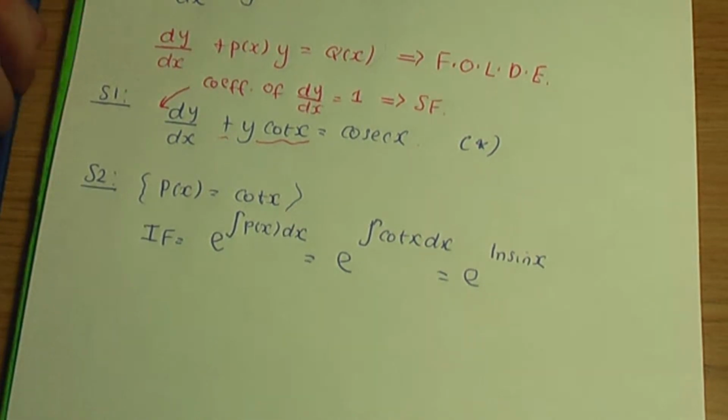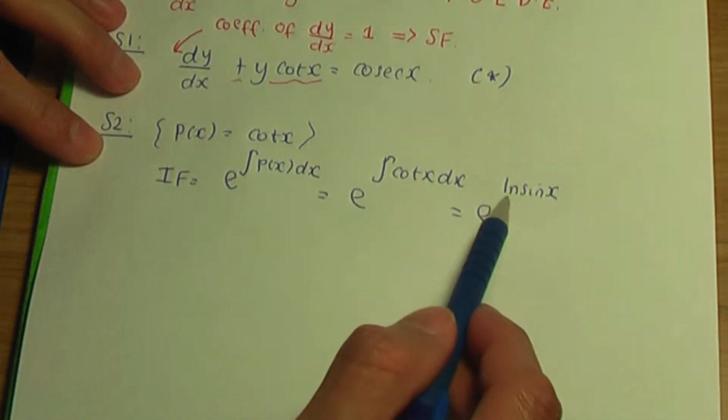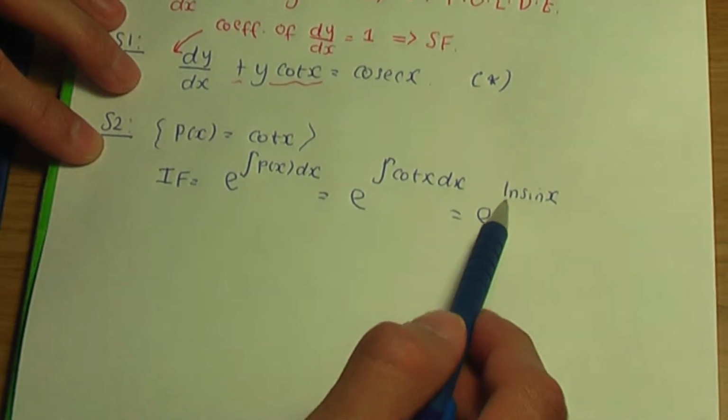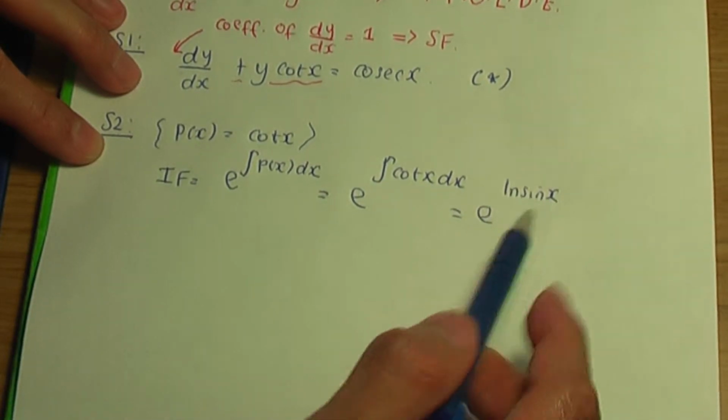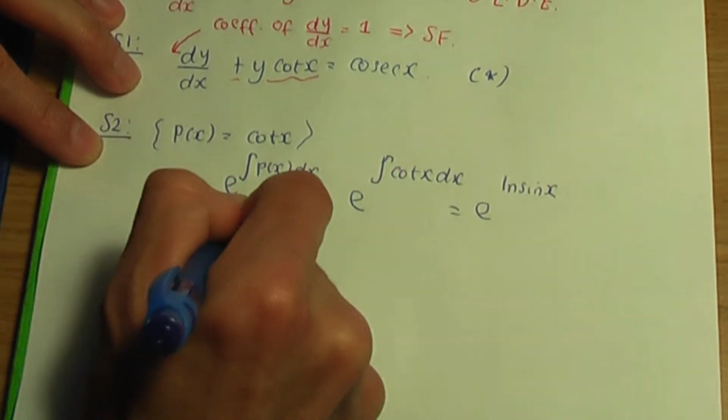If we go back to the screenshots quickly, remember I did say that if the power contains ln, use the result e to the ln a equals a to simplify IF further. Back to the paper and pen. Now our power contains ln, so it's e to the ln sine x. Let's use the result and write that as sine x.